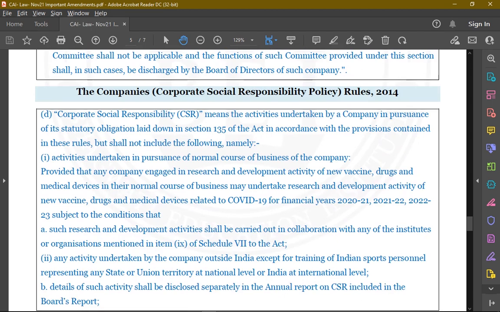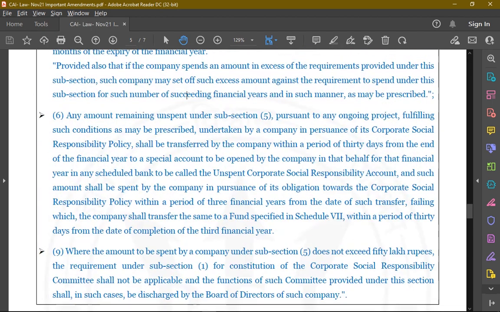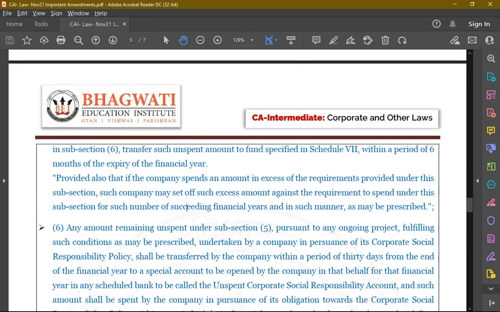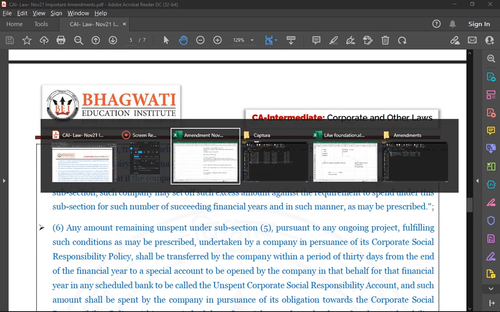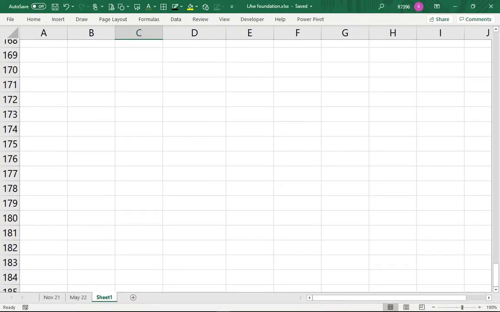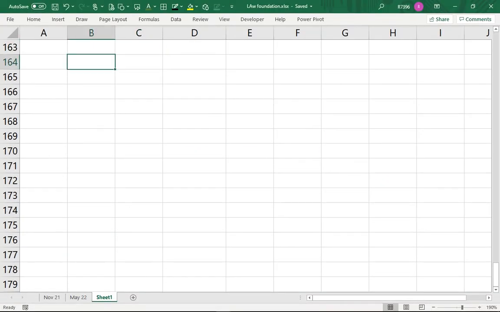All right, in the amendment, I think one paragraph I missed out. Yeah, this paragraph. What it says: provided also that if the company spends an amount in excess of the requirements. What does it mean? Basically, we all know that every company has to go with only 2%. But sometimes companies spend, let's say, 3.5 percent.